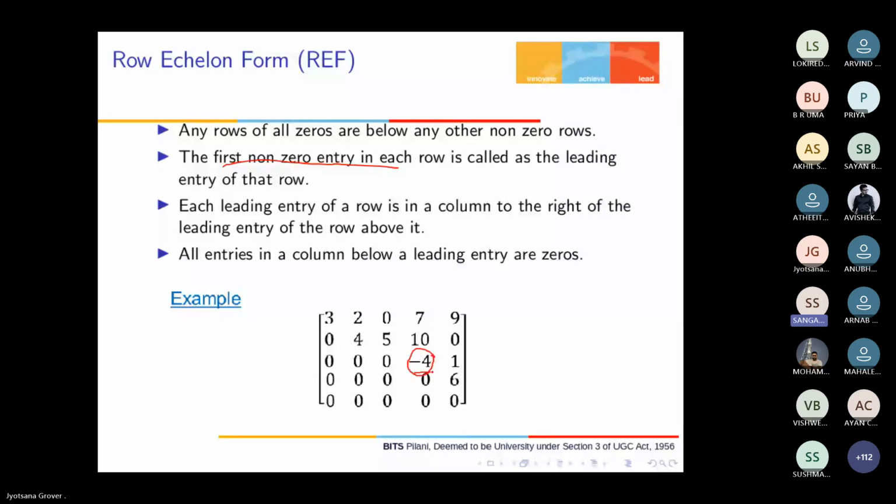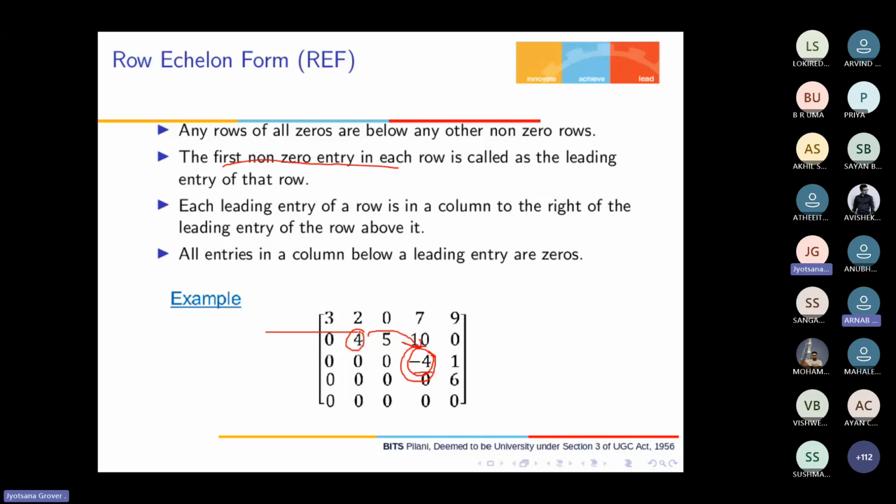But in the third point it is written each leading entry of a row is in a column to the right of the leading entry of the row above it. Yes, that is fine, because -4 is the leading entry of row 3 and it is on the right of the leading entry of row 2. Oh, okay. It doesn't have to be immediate. Got it. Yes, it does not need to be immediate.